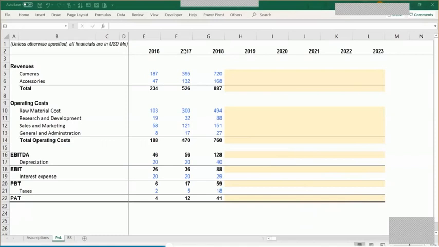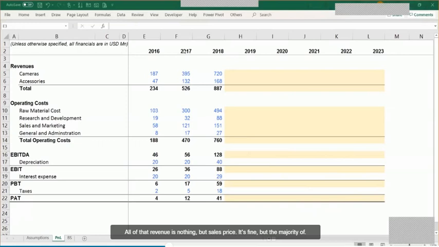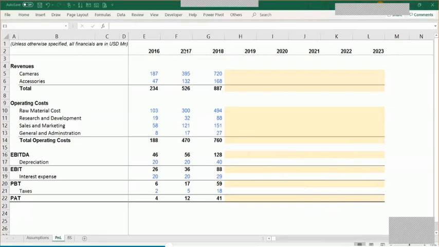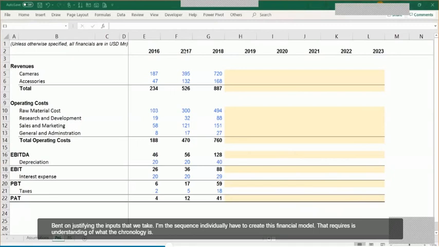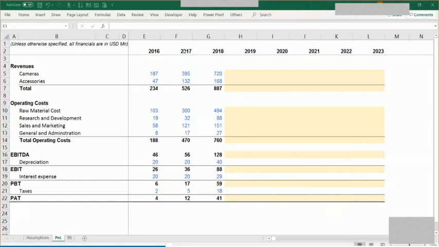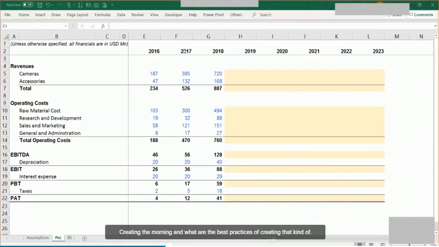All right. So focus more on this part because logically speaking, all of us know that revenue is nothing but sales price into sales volume. But the majority of the efforts in real life are actually spent on justifying the inputs that we take and the sequence in which we have to create this financial model. And that requires an understanding of what the chronology is in terms of creating the model and what the best practices of creating that kind of model are.